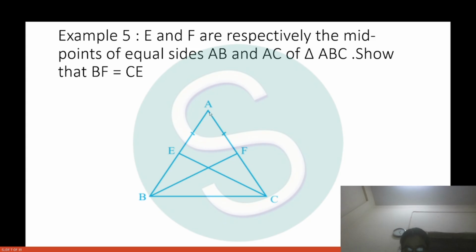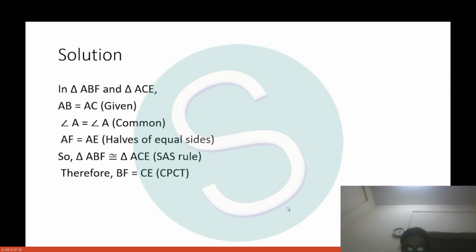In this question, it is given that E and F are midpoints of equal sides AB and AC of triangle ABC. So in triangle ABC, firstly it is given that AB equals AC. Then it is given that E is the midpoint of AB and F is the midpoint of AC. So AE equals EB and AF equals FC. Then we have to show that BF, that is this line BF, equals EC. So how can we do it?